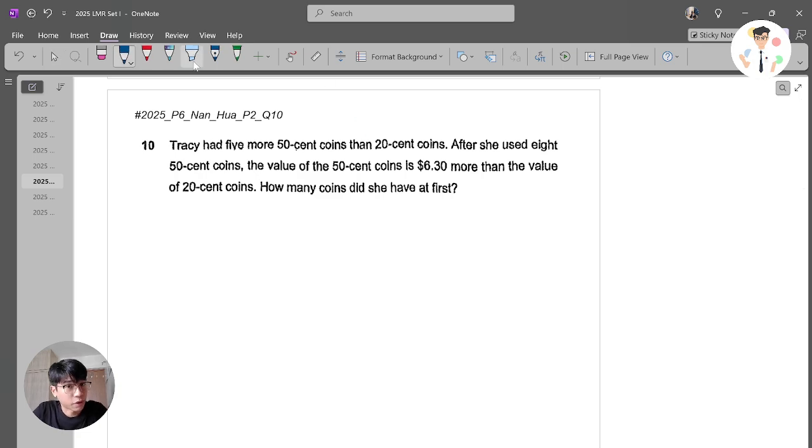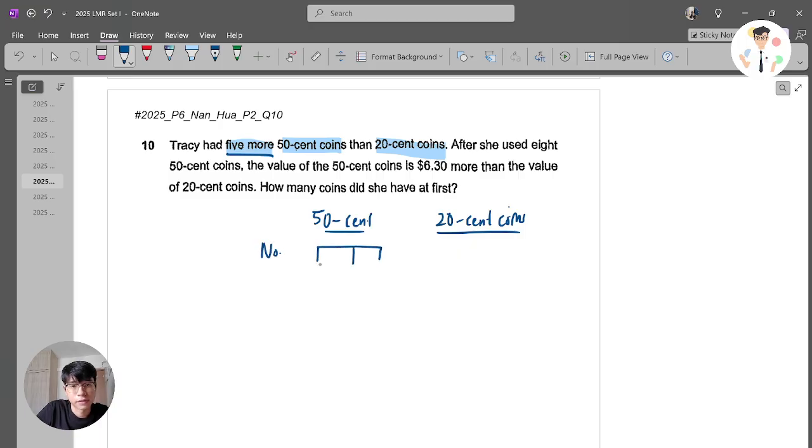Okay, again about coins again. So Tracy had 5 more 50-cent coins than 20-cent coins. Okay, so let's try to draw out the model first. I have 50-cent coin and 20-cent coin. Okay, and we are now talking about the number of coins, right? So I have 5 more. So it means that if I were to draw a number, I will have 5 more here than here.